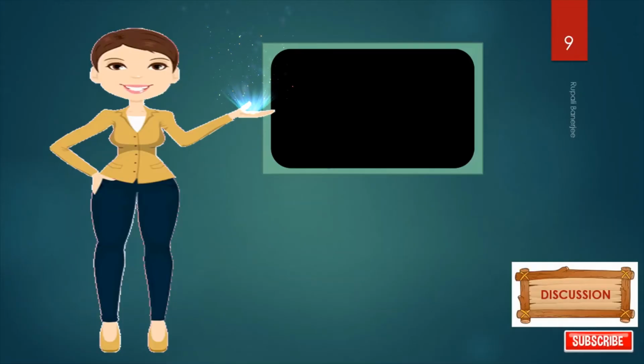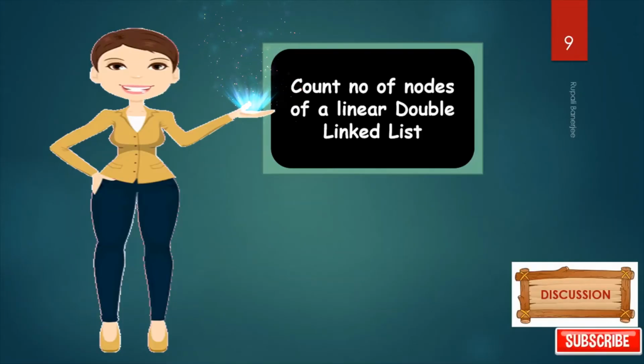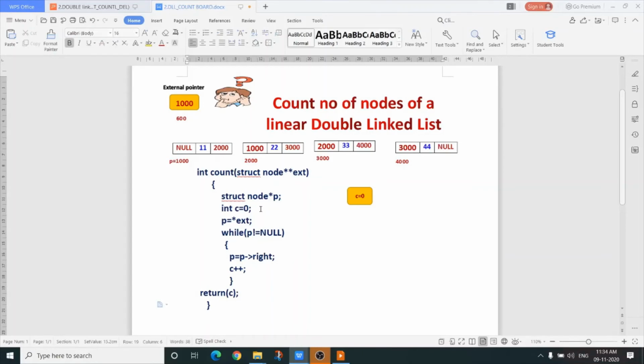Our next function is to count the total number of nodes of a linear doubly linked list. See the discussion first. Count the number of nodes of a linear doubly linked list. Function name is count. Here I am passing the address of the external pointer, that is 600, and return type is integer. Actually, I want to return the total number of nodes in this linked list.